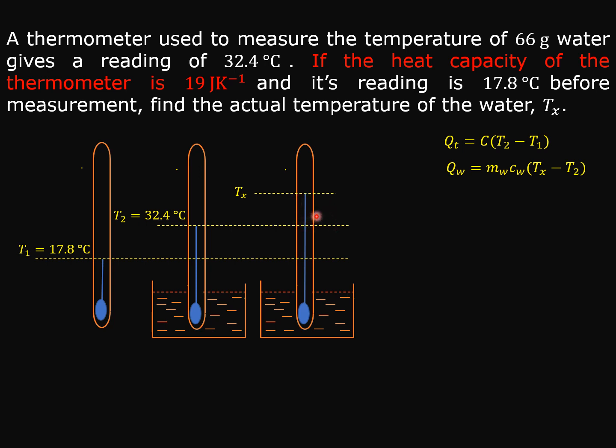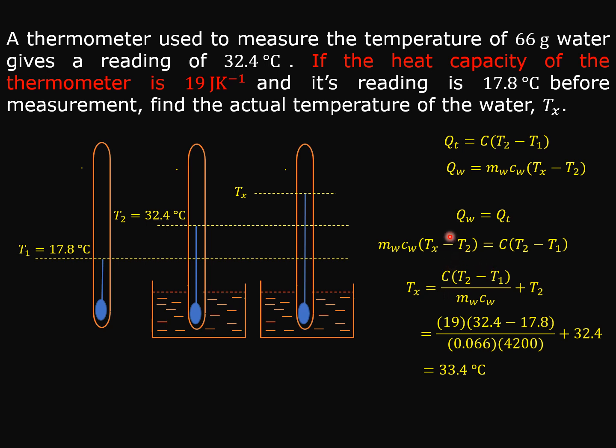This part of the length of the mercury should be produced if this part Qt of the heat is not absorbed by the thermometer but is used to expand the mercury column. Since Qt and Qw are the same, we can equate them. So we have on the left hand side mw cw (Tx minus T2), and on the right hand side the capital C times (T2 minus T1).